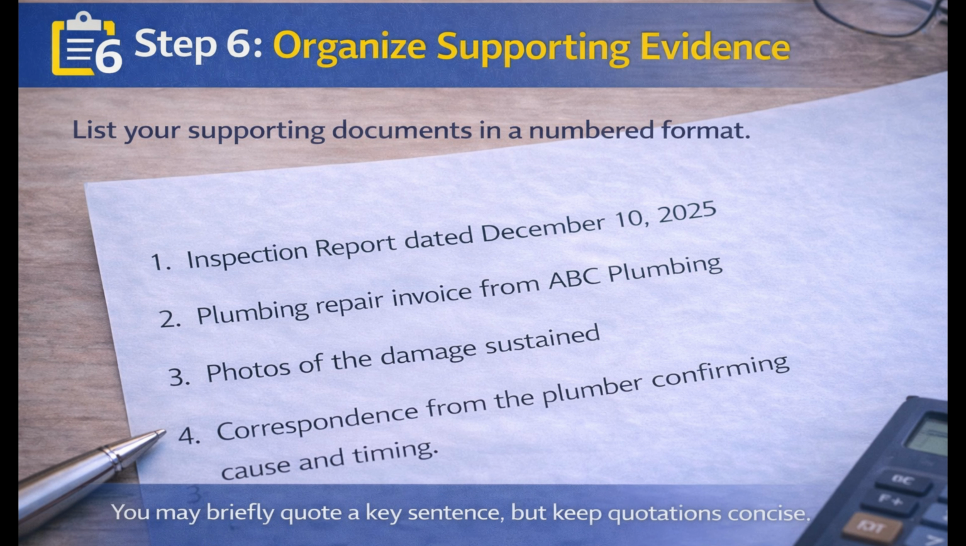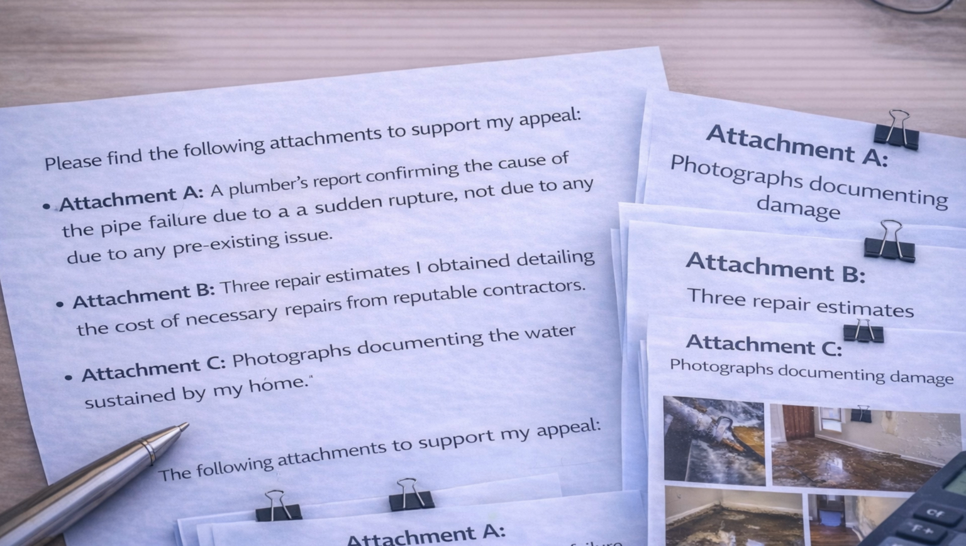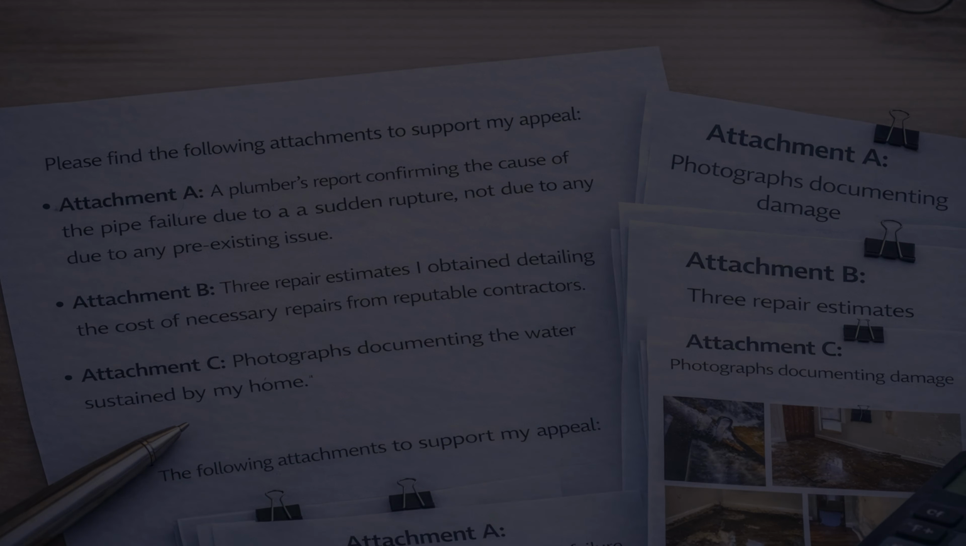Step 6. Organize supporting evidence. List your supporting documents in a numbered format. For example, Attachment A, plumber's report confirming cause of pipe failure. Attachment B, 3 repair estimates. Attachment C, photographs documenting damage. Reference those attachments within the letter itself. Organized evidence strengthens credibility. Unlabeled, scattered documents weaken it.